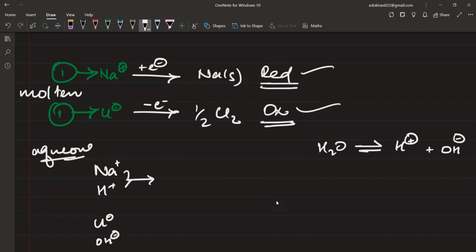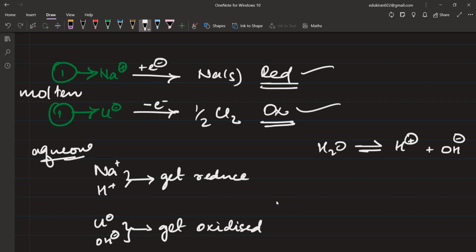Now both of these can get reduced, right? But only one of them will get reduced. Both of them have the potential to get reduced, but only one of them is going to get reduced. Of Cl negative and OH negative, both of them can get oxidized, but only one of them is going to get oxidized. Now it becomes a bit difficult to choose which cation is going to get reduced. Either Na plus is going to get reduced or H plus is going to get reduced. Either Cl negative is going to get oxidized or OH negative is going to get oxidized.